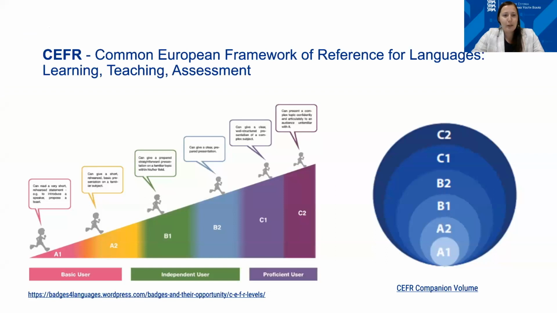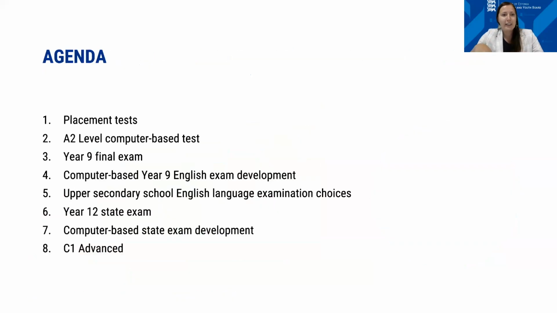This is a scale that we all know very well, the Common European Framework of Reference, and today's schedule will go along this topic as well. We'll start with the lower end and then get progressively higher. So we'll talk about placement tests, the A2 level test, year 9 final exam, the computer-based final exam development, and then we'll talk about the various choices that students finishing upper secondary school have when choosing their foreign language exam with the focus on English.